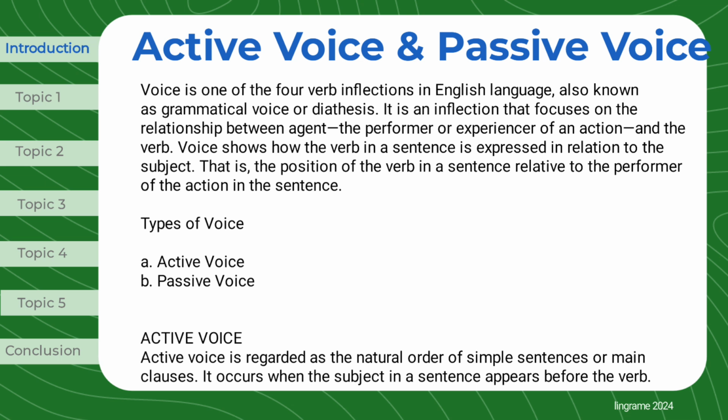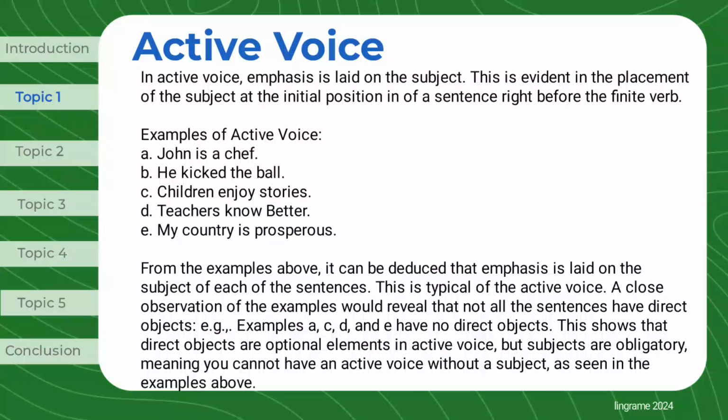Types of voice: active voice and passive voice. Active voice. Active voice is regarded as the natural order of simple sentences or main clauses. It occurs when the subject in a sentence appears before the verb. In active voice, emphasis is laid on the subject. This is evident in the placement of the subject at the initial position of a sentence right before the finite verb.